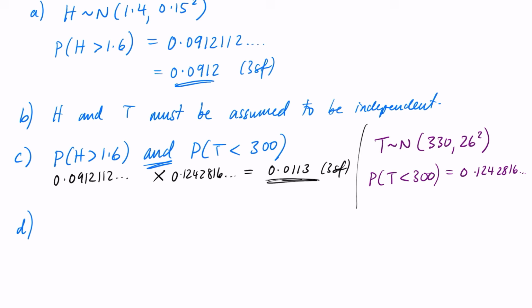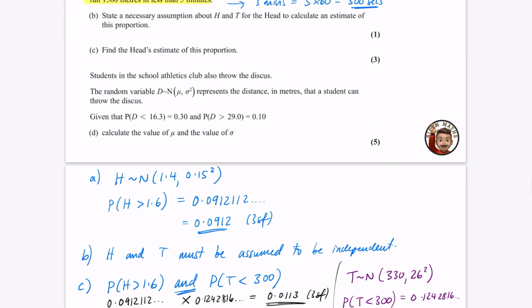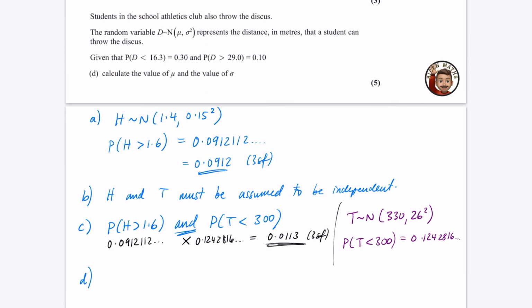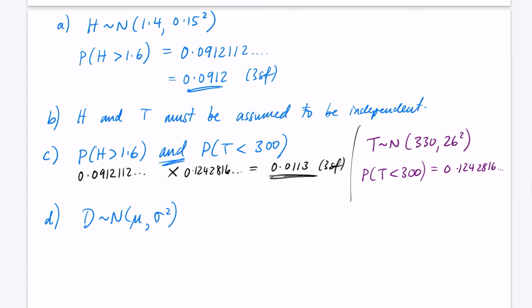And then they throw in something else for part C of the question, part D of the question. Students in the school athletics club also throw the discus. The random variable D has a normal distribution with mean mu and standard deviation sigma, and it represents the distance in meters that a student can throw the discus. Given that the probability they can throw it less than 16.3 meters is 30% or 0.3, and the probability they can throw it more than 29 meters is 10% or 0.1, calculate the value of mu and the value of sigma.